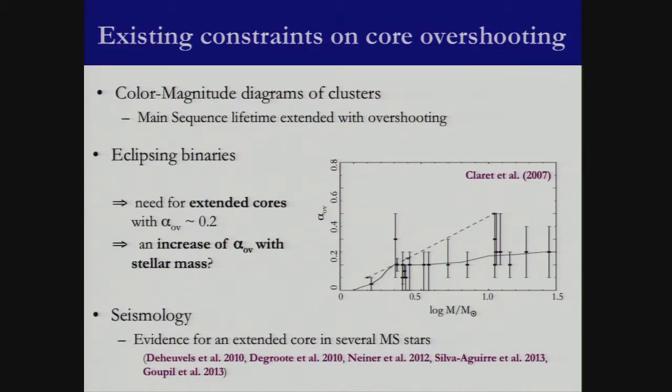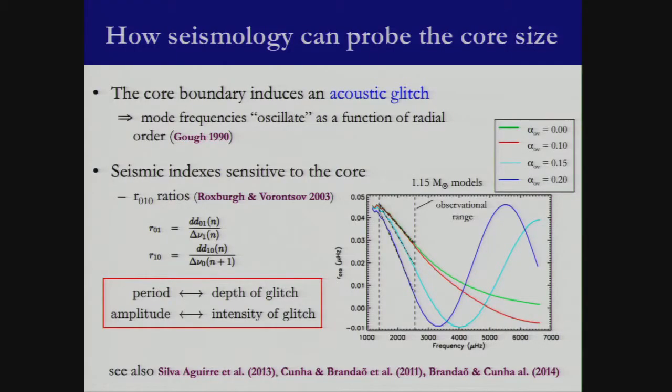So we heard about the evidence for extended convective cores in several main sequence targets, both from CoRoT and Kepler. So I quoted some of them here, both for low mass stars and for massive B stars and stuff like that. But those are only for individual targets, and we're still lacking a consistent study that studies a larger number of stars and tries to determine how this overshooting parameter depends on other stellar parameters. So how can seismology probe the size of cores?